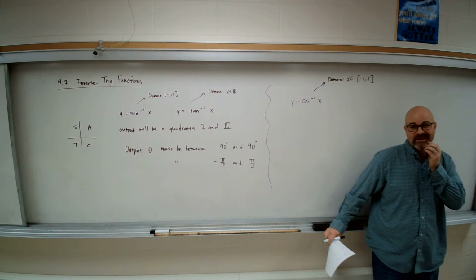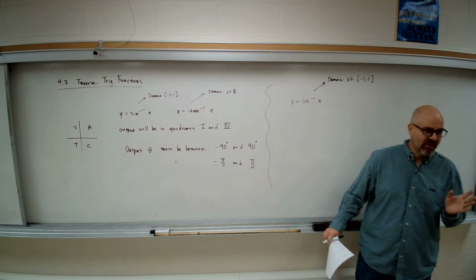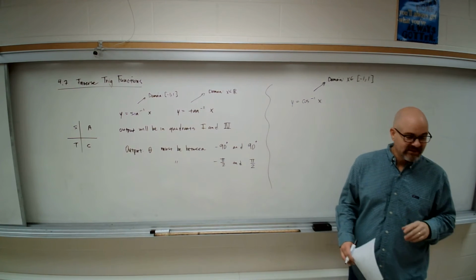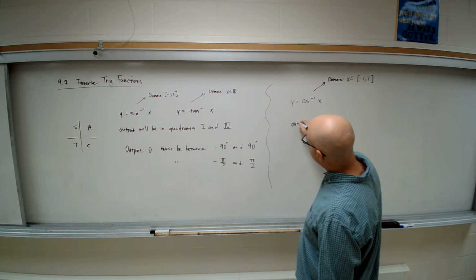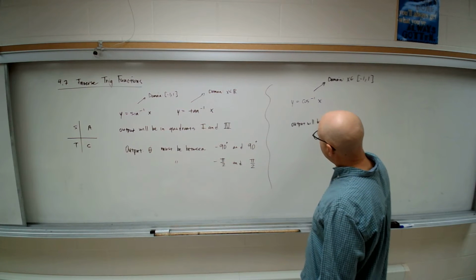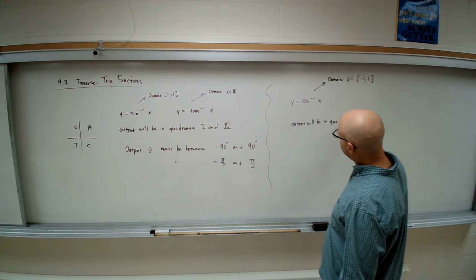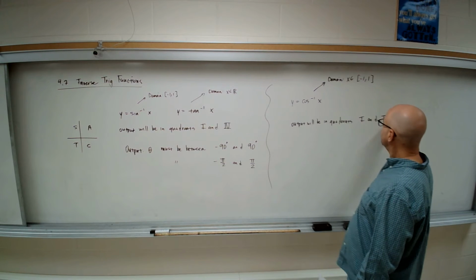If your calculator's in imaginary number mode, it'll probably kick a solution out. I'm really not sure what's going on with that. We don't do that. It's not a thing that we do. So here, with this one, the output will be in quadrants 1 and 2.